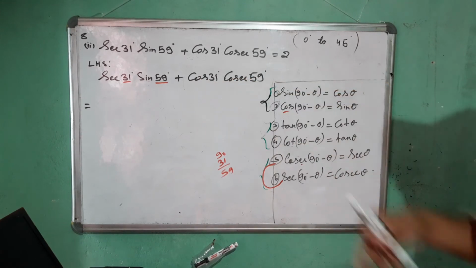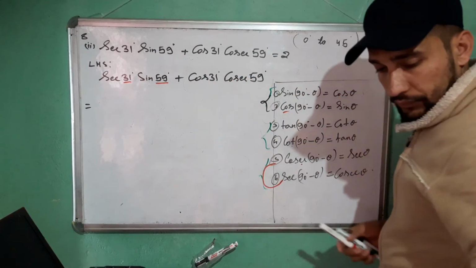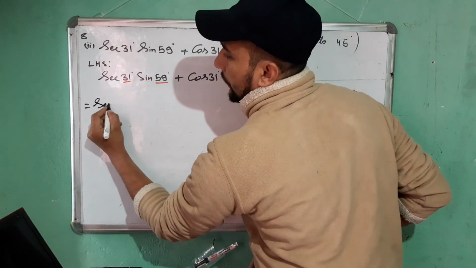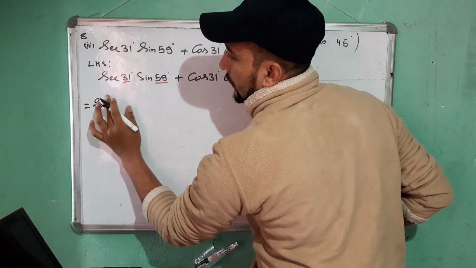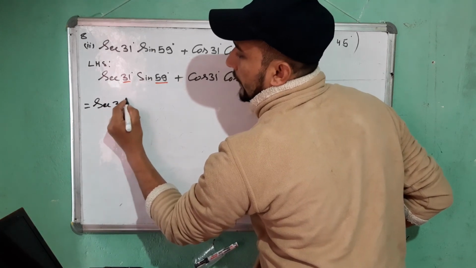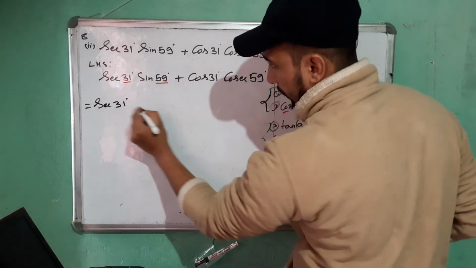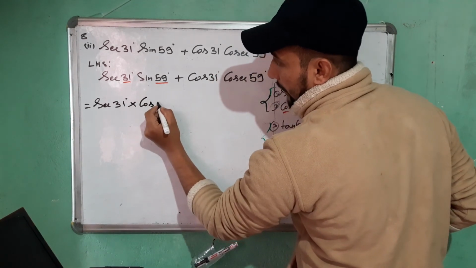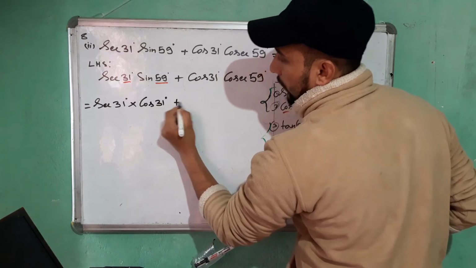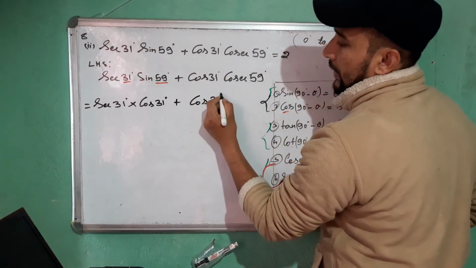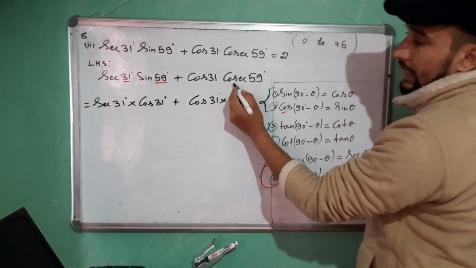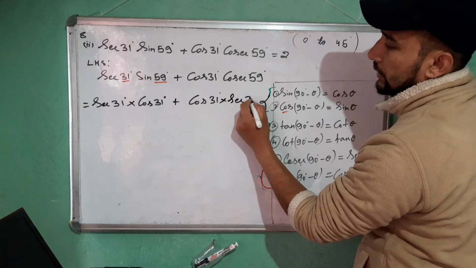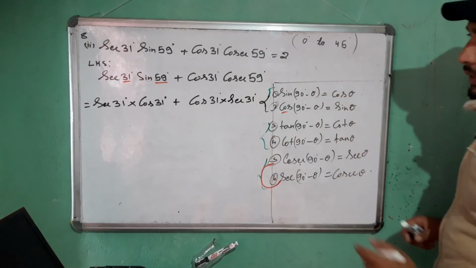Cos and cosec, they don't have complementary relation. So this bigger angle I'll convert. Sec 31 degree, I'll keep as it is, okay? Complement of sine is cos 59 is 90 minus 59, it will be 31 degree plus cos 31 degree into cosec 59 degree. Complement of cosec is sec 59 is 31. Complement of 59 is 31, okay?